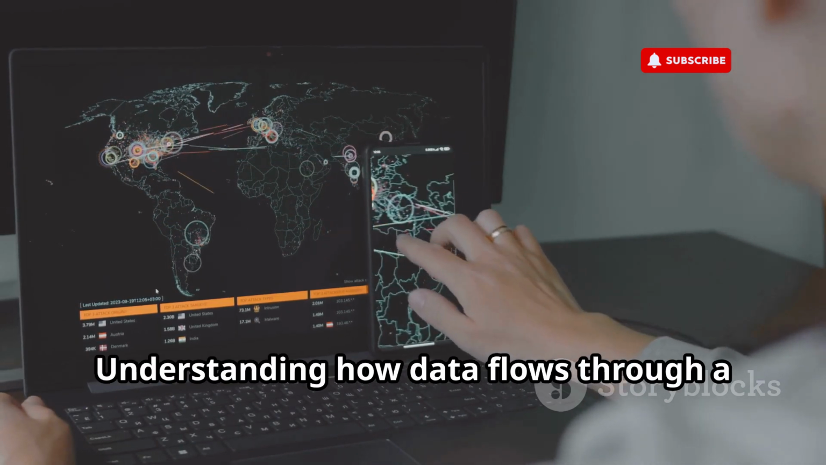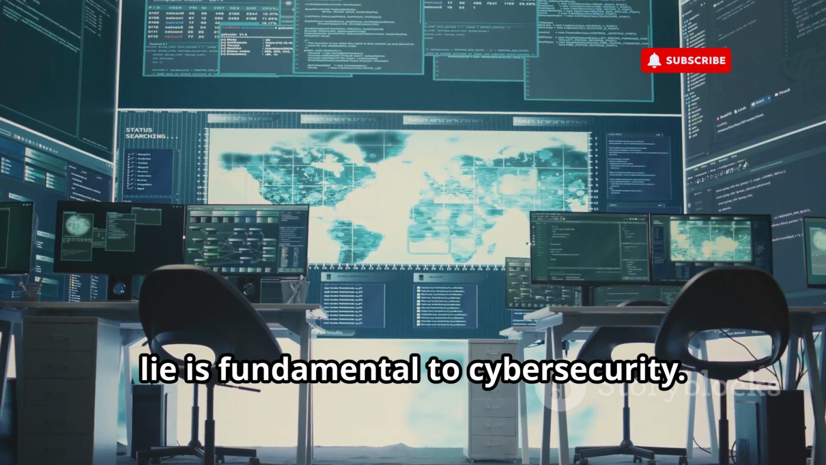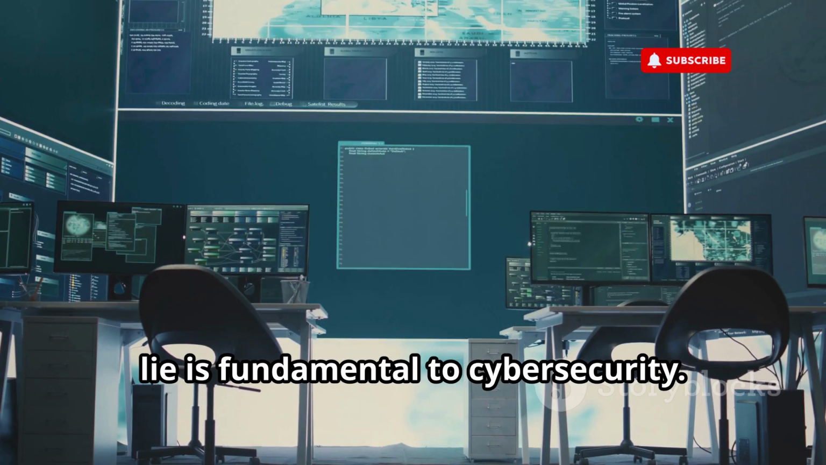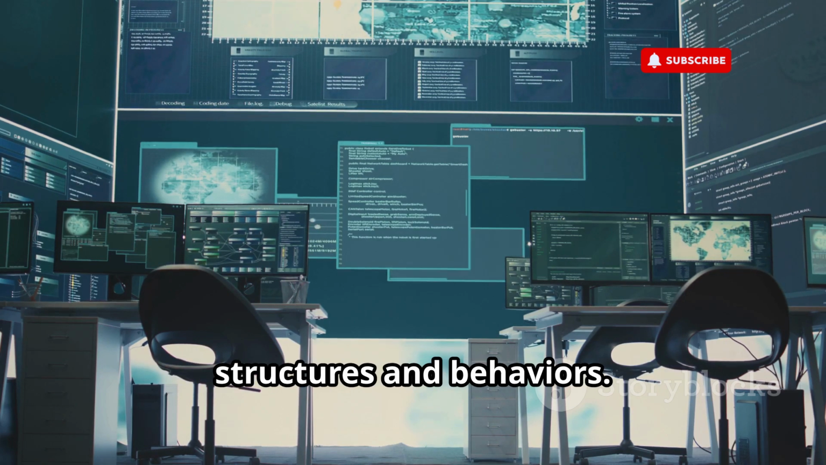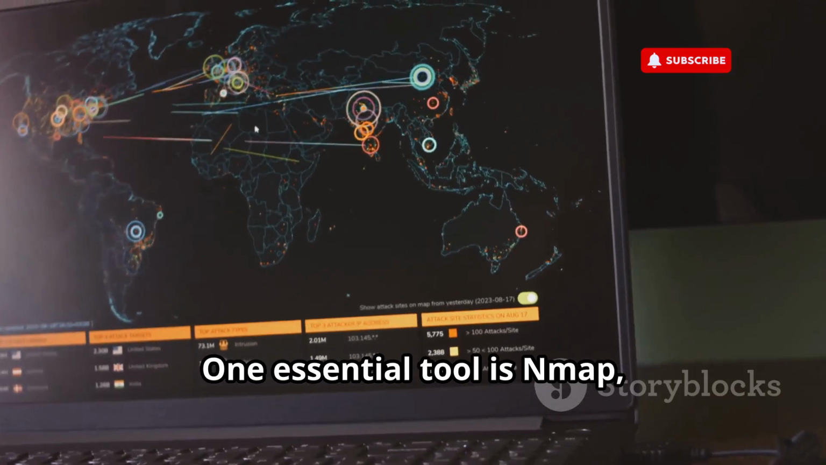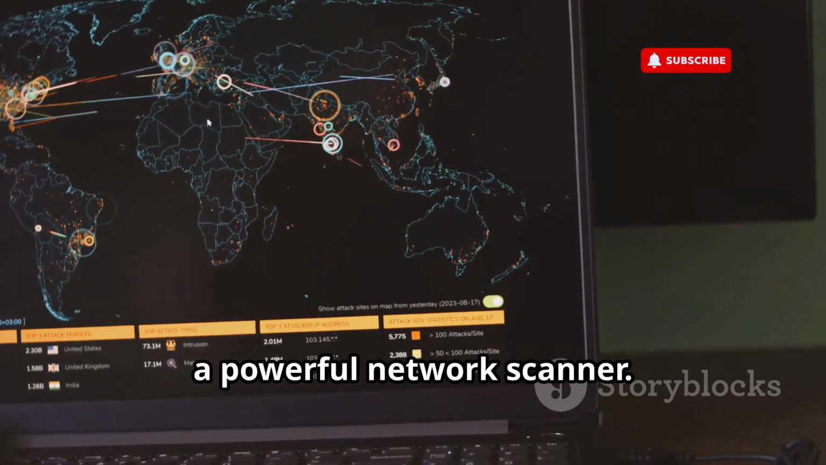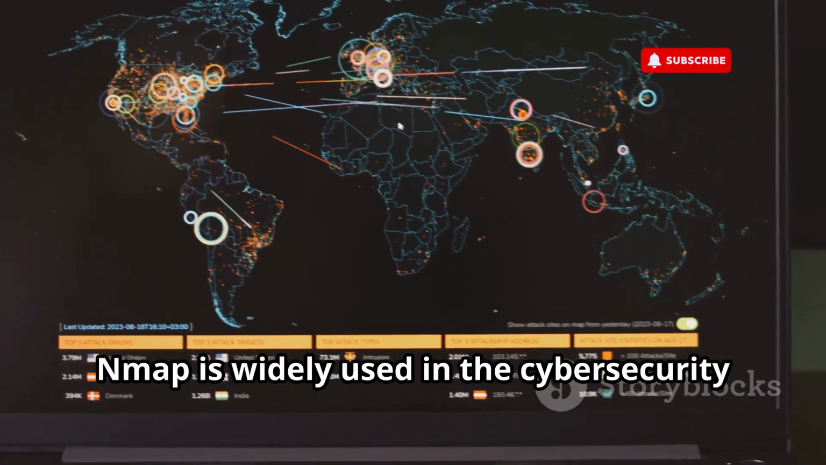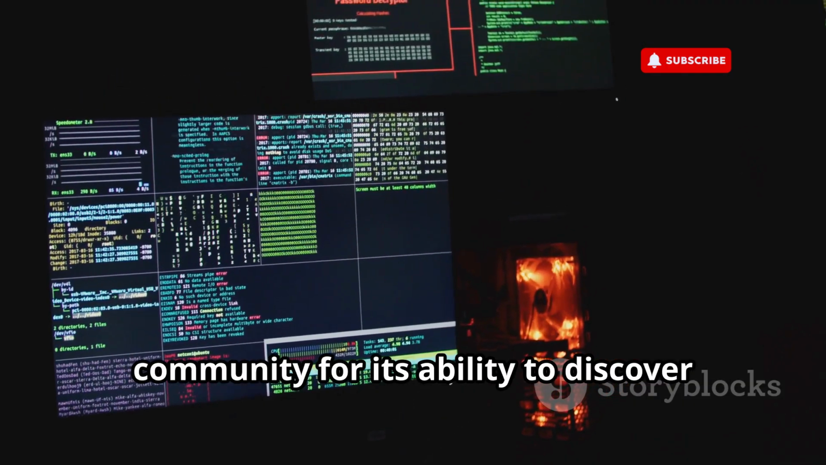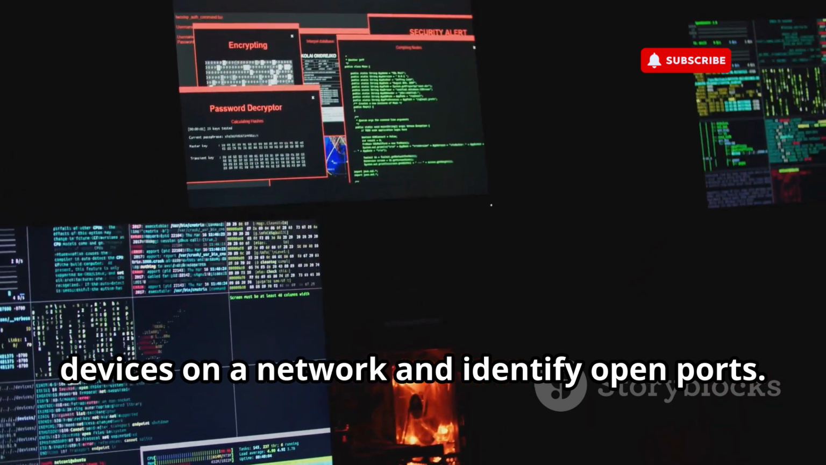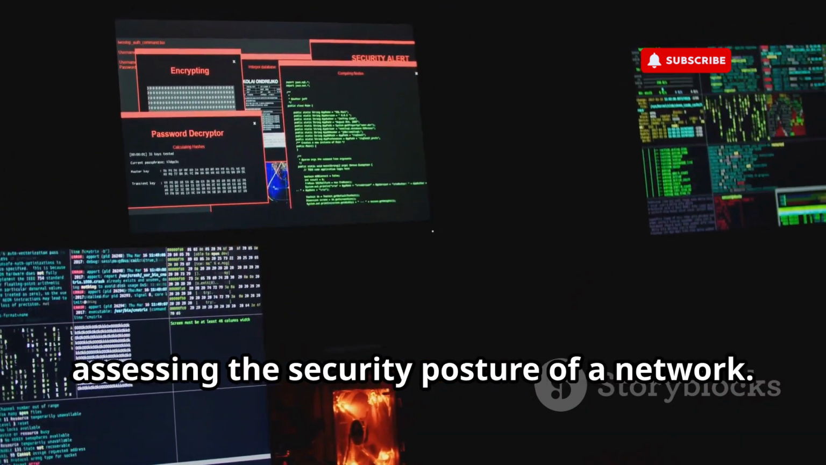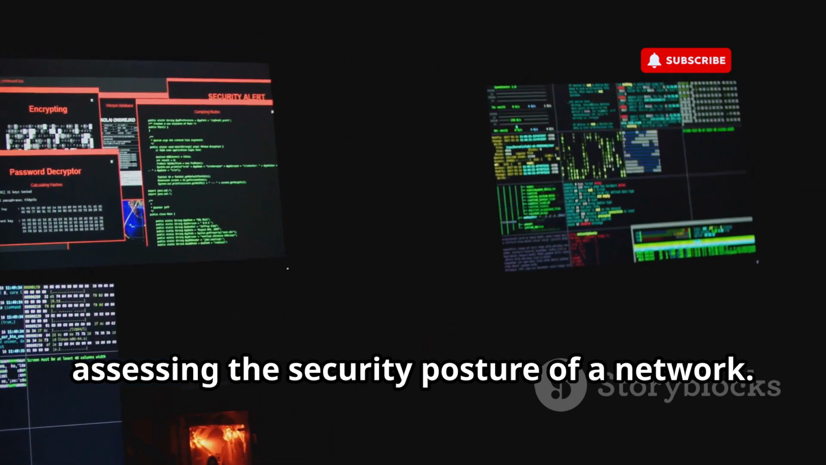Understanding how data flows through a network and where potential weak points lie is fundamental to cybersecurity. With the right tools, you can gain insights into network structures and behaviors. One essential tool is Nmap, a powerful network scanner. Nmap is widely used in the cybersecurity community for its ability to discover devices on a network and identify open ports. This information is critical for assessing the security posture of a network.